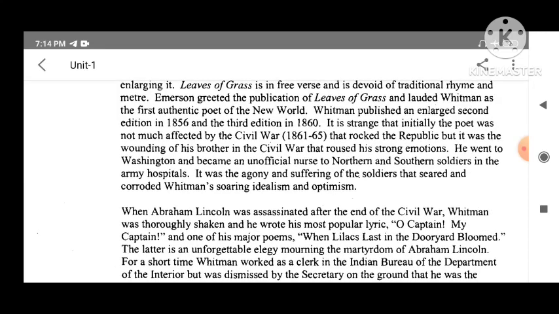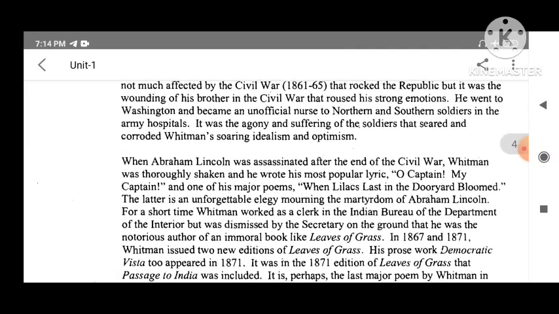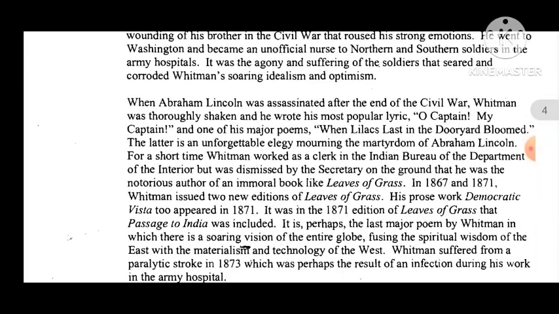It is strange that initially the poet was not much affected by the Civil War, 1861 to 65, that rocked the Republic, but it was the wounding of his brother in the Civil War that roused his strong emotions. He went to Washington and became an unofficial nurse to northern and southern soldiers in the army hospitals. It was the agony and suffering of the soldiers that seared and corroded Whitman's soaring idealism and optimism.